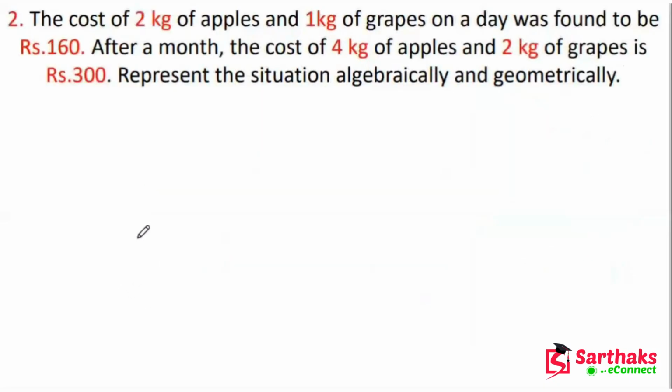So question number two is: the cost of 2 kg of apples and 1 kg of grapes on a day was found to be 160 rupees. After a month, the cost of 4 kg of apples and 2 kg of grapes is 300 rupees. Represent this situation algebraically and graphically. So first of all, we have to represent this algebraically.